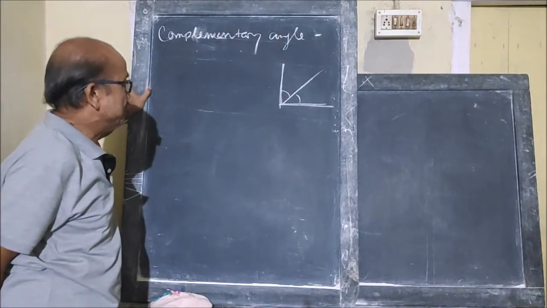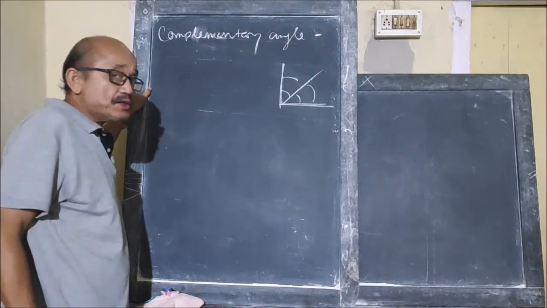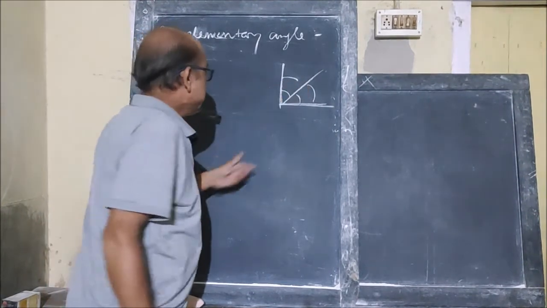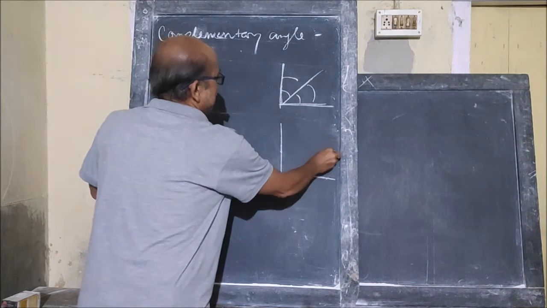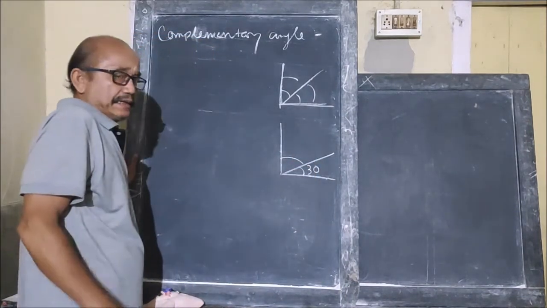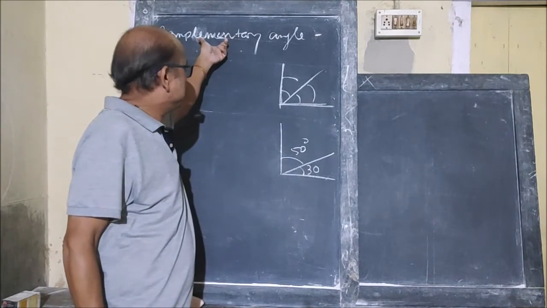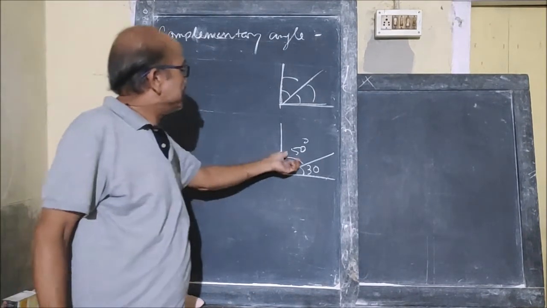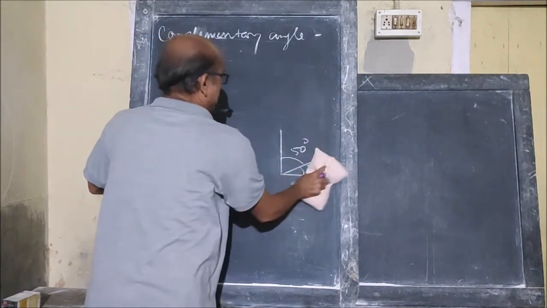Two angles are said to be complementary if the sum of their degree measure is 90 degrees. Suppose this is the complement. Complement is always attached to 90 degrees. Now one angle is that one. Suppose it is 30 degrees. Then the other is what? 90 minus 30, that is 60 degrees. So though it is adjacent, specially it is called the complementary angle. That means two angles are said to be complementary if the sum of the two angles is 90 degrees. Then one angle is called the complement to the other.